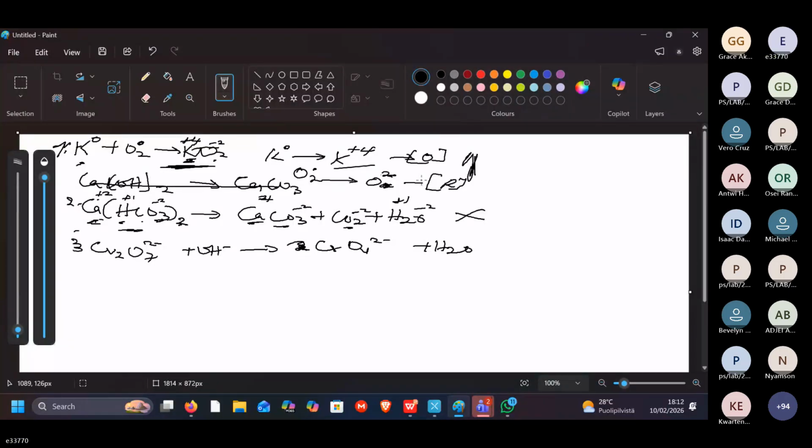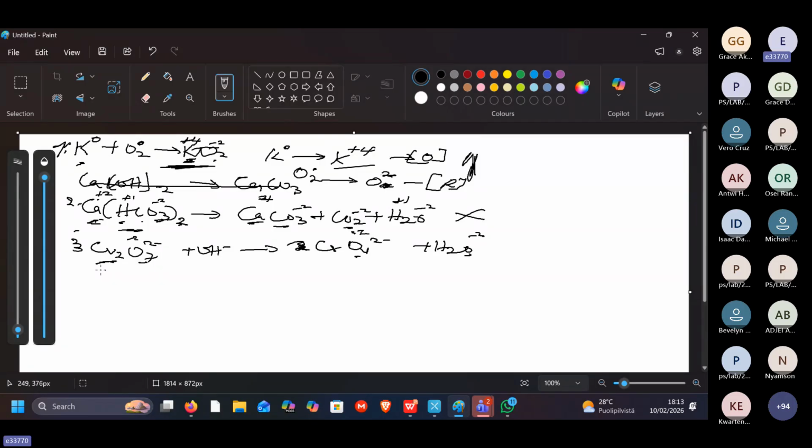Now let's consider this one. If I consider the oxide here, it is -2, and here it is still -2. Here it is still -2. Nothing is happening to the oxide.